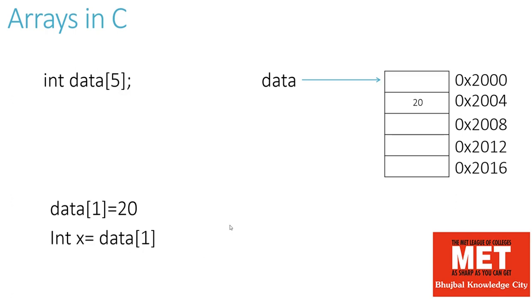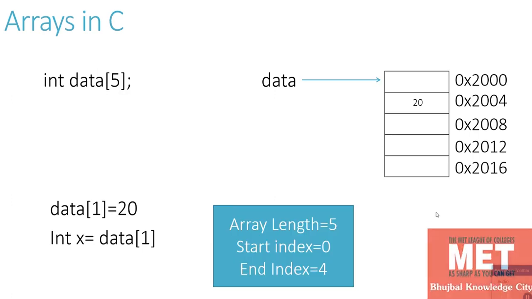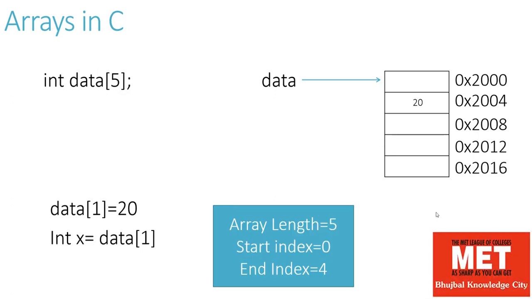The memory is allocated contiguously for array. And if you see, to store each element's value, it is taking 4 bytes, since the data type of the array is int. So, to summarize, the length of array is 5, the start index is 0, and the end index is 4.